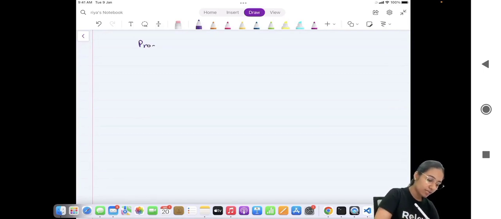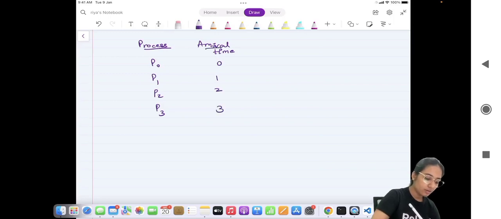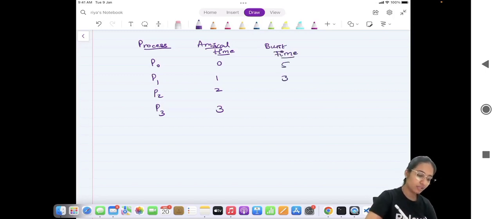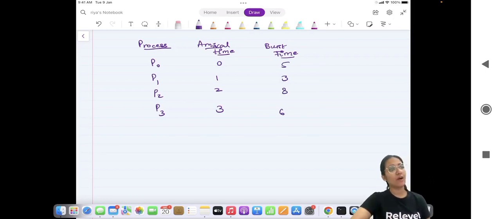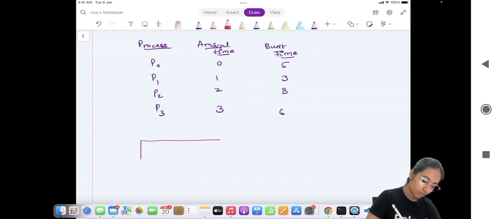So we have processes P0, P1, P2, P3. We have the arrival time, which is, let's say, different now. Then we have the burst time, that means the time it takes to execute. So this is 5, 3, 8 and 6. Okay, and now you basically have to see here what would be the Gantt chart for this.